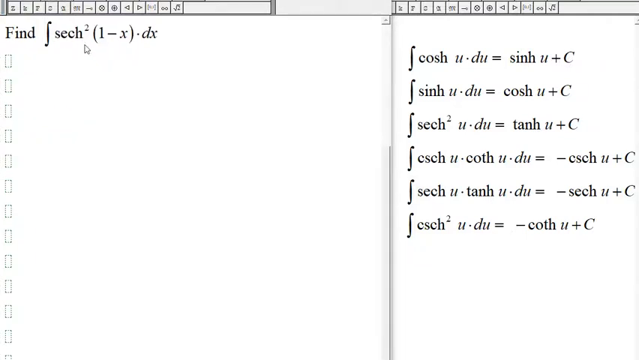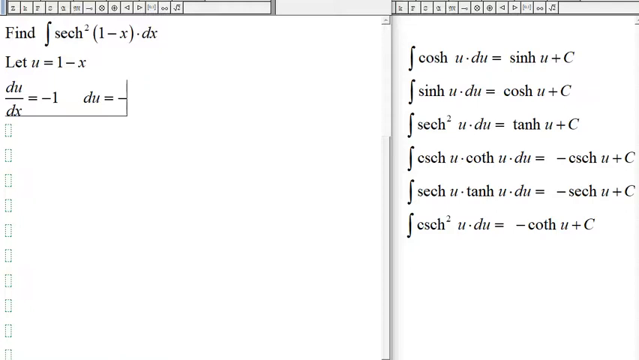Here we have the indefinite integral of hyperbolic secant squared of 1 minus x. We have the formula: the integral of hyperbolic secant squared is equal to hyperbolic tangent. And so we need to use the substitution method here. So we let u be 1 minus x. So du/dx is negative 1. The derivative of 1 is 0, the derivative of negative x is negative 1. So we have du is equal to negative 1 times dx, and then multiply both sides by negative 1.